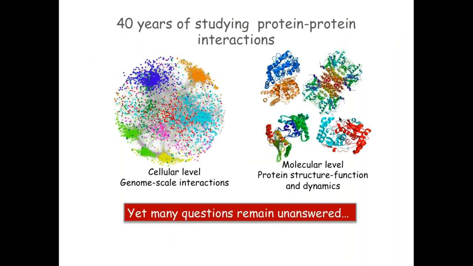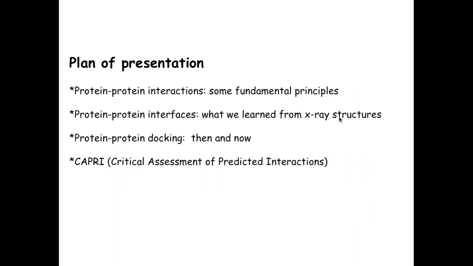We have been studying protein-protein interactions at the molecular level using information from protein structures and dynamics. And we have also been more recently studying protein interactions on the cellular level, mostly on the genome scale, on which proteins interact with which other partners. And I'm showing these big hairballs of networks. So we have been analyzing this on both sides, on the molecular and cellular level, yet many, many questions remain unanswered.